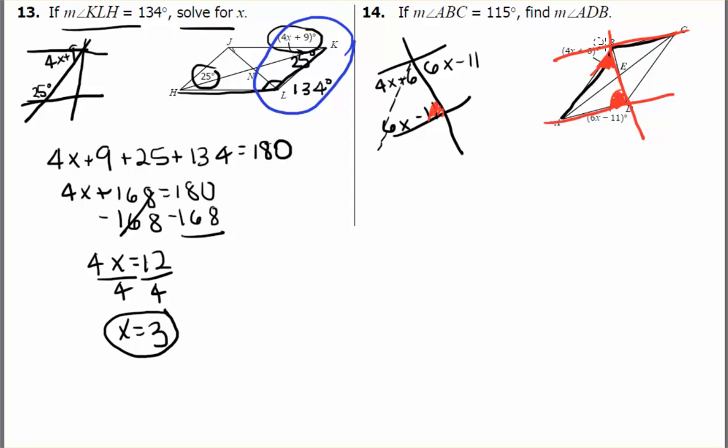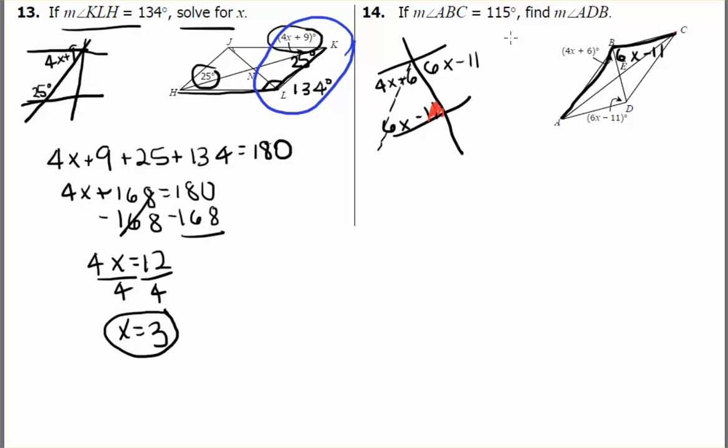Comes over to the dark side. I'm not sure if this eraser is going to work. Yeah, it's going to erase the whole thing, so never mind that. Let's just take this away. Okay, so then this little part in here is also 6x minus 11.